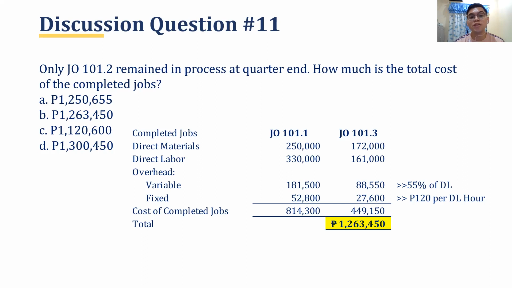So your total cost of completed jobs would be a combination of two. Add mo lang 814,300 and 449,150, then there you get a total of 1,263,450 for the quarter. So, ang sagot natin for number 11 is simply letter B. Ayan. So, napakadali for item number 11.